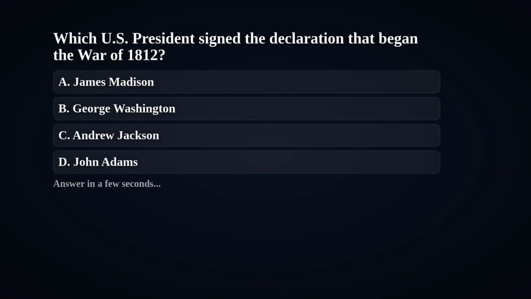Question 6. Which U.S. president signed the declaration that began the War of 1812? A. James Madison. B. George Washington. C. Andrew Jackson. D. John Adams.